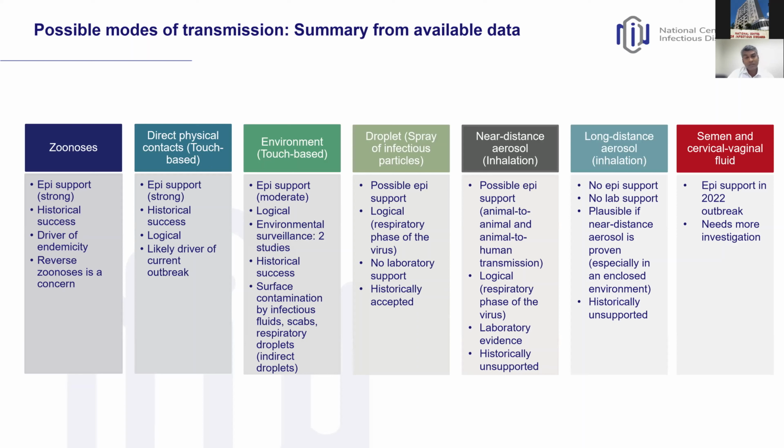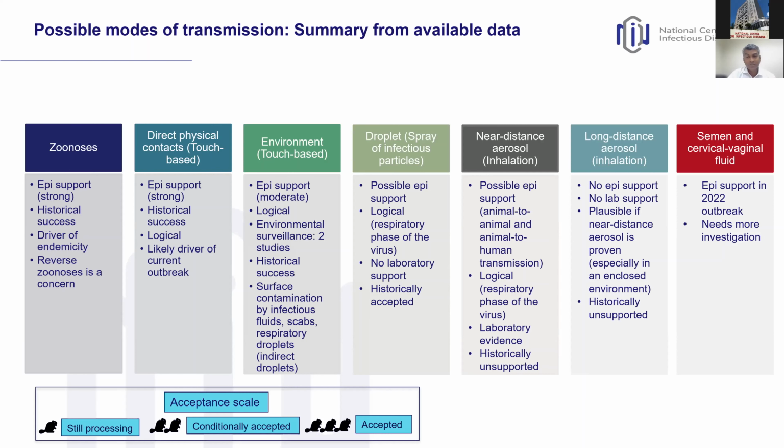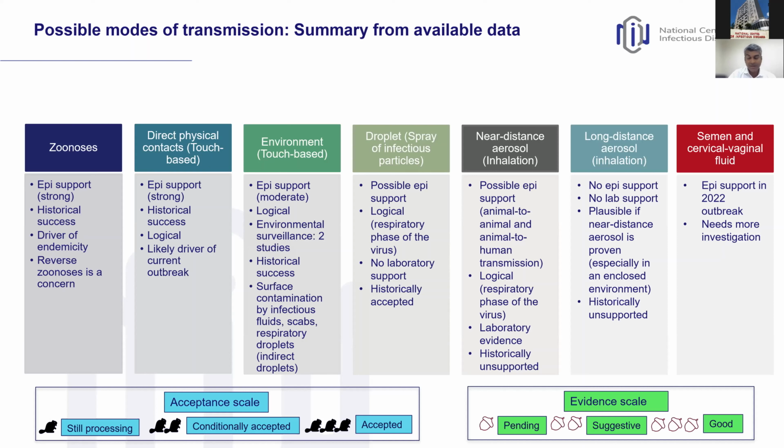So when we have so many modes of transmission, I thought I would categorize them by acceptance scale and evidence scale. For zoonosis, the acceptance scale is high, and I believe the evidence scale is also high, because there have been lots of zoonotic reports, and the epidemiology just supports it. No one contests this, although we don't know the definitive animal host for the virus.